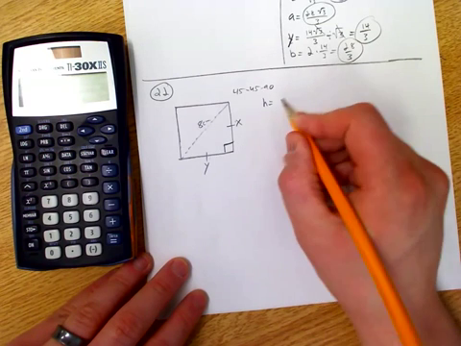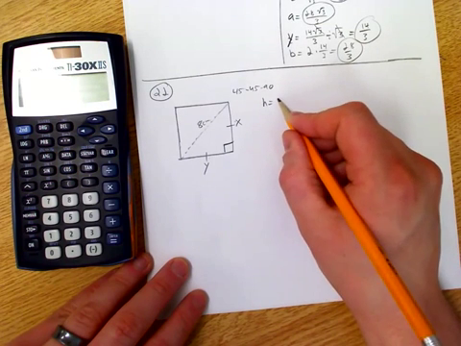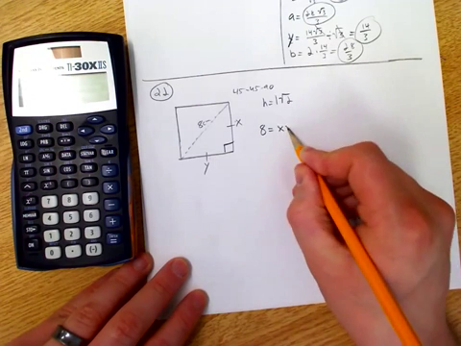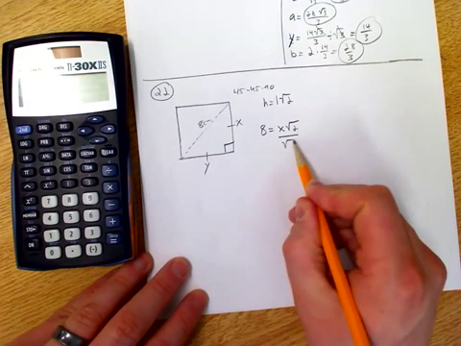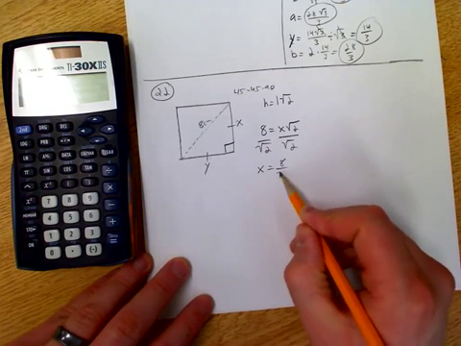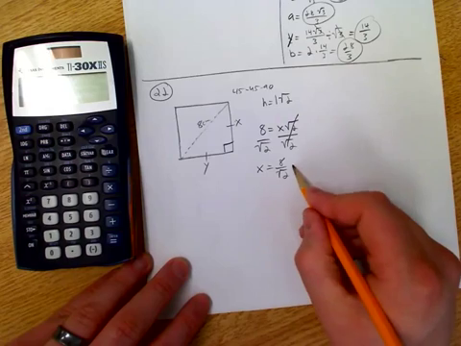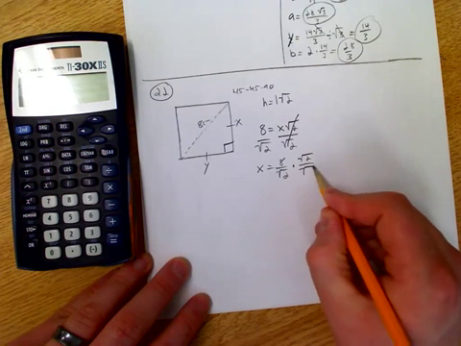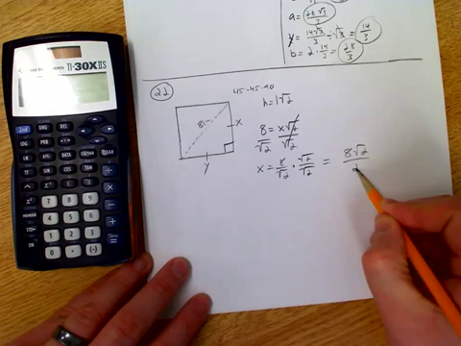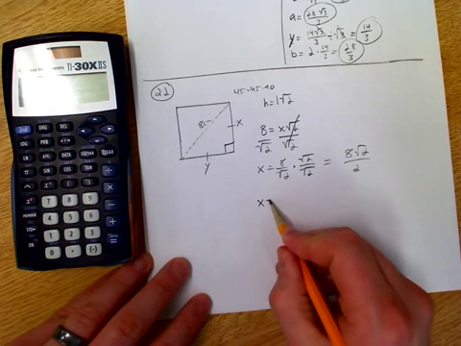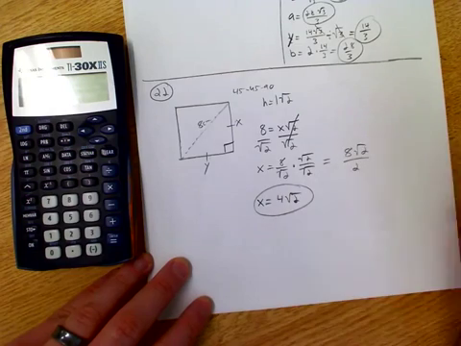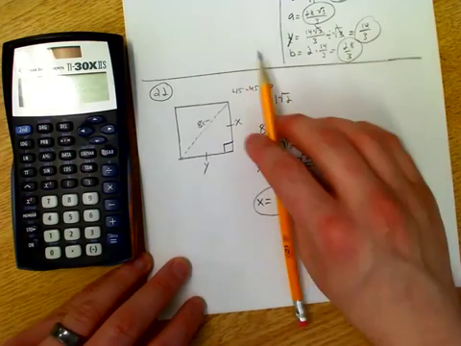So remember, the hypotenuse is the leg times the square root of 2. So 8 equals x times the square root of 2. Now I multiply both sides, or top and bottom, by the square root of 2. All right, and that's the first page.